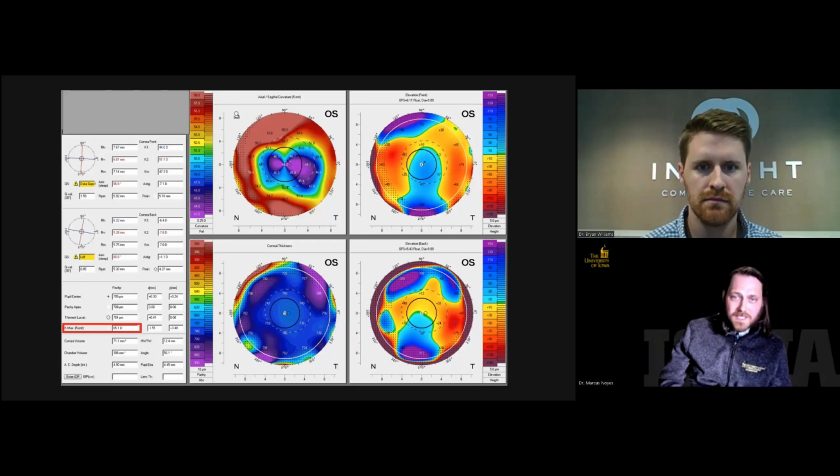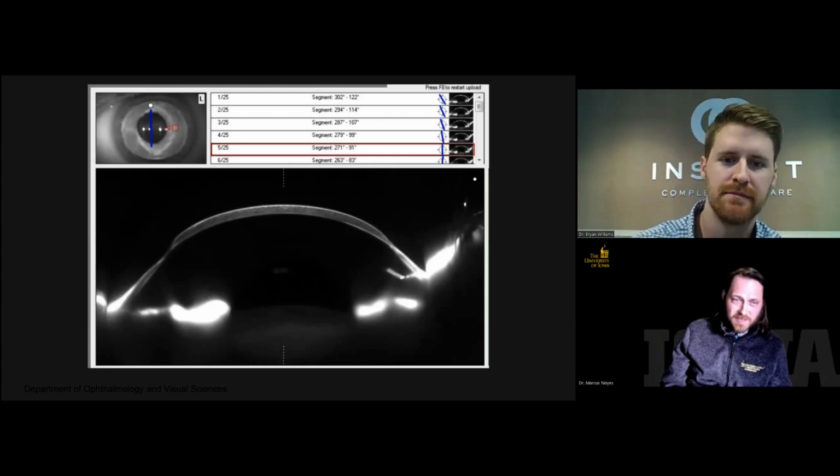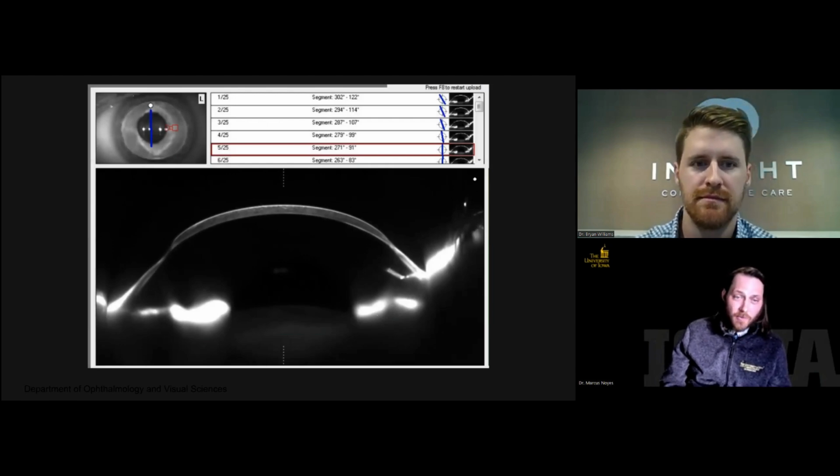And then here's his Pentacam data for the left eye, where he's not quite as ectatic by this measurement, but as you'll see in the next picture here, he's extremely, extremely thin, especially on that left-hand side, going almost sub 100 microns there.